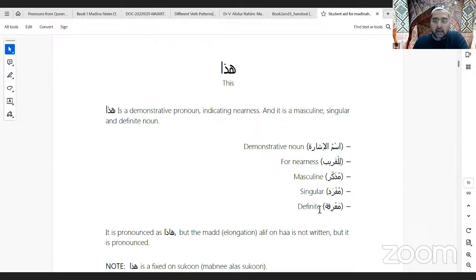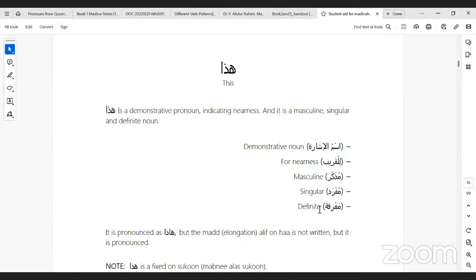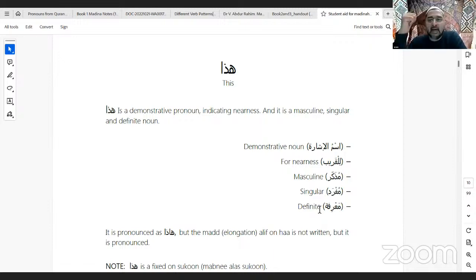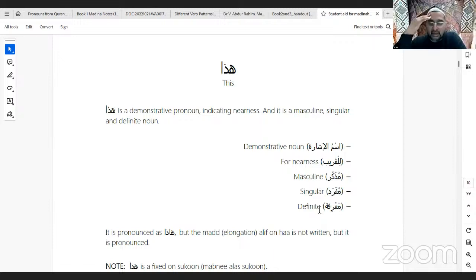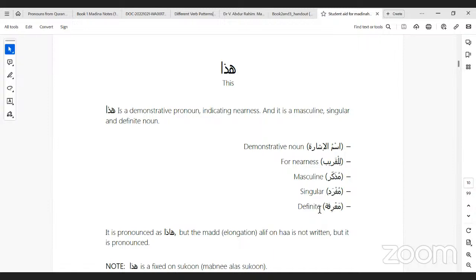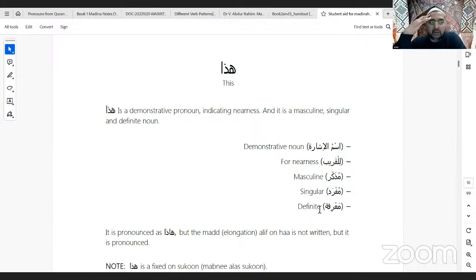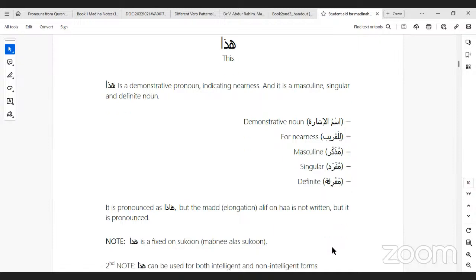For example, a noun which is indefinite. What does an indefinite noun mean? An indefinite noun means a book, with a dhamma tanween. A definite noun is with an alif lam. And a proper noun is names of individuals and places. That's a proper noun. So that's that.